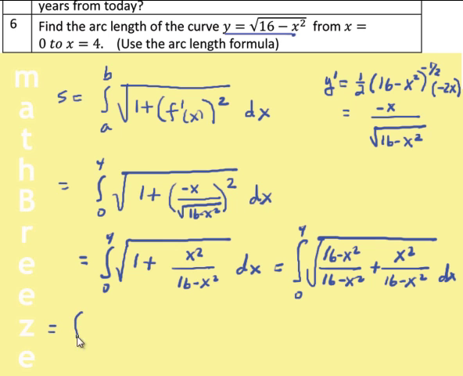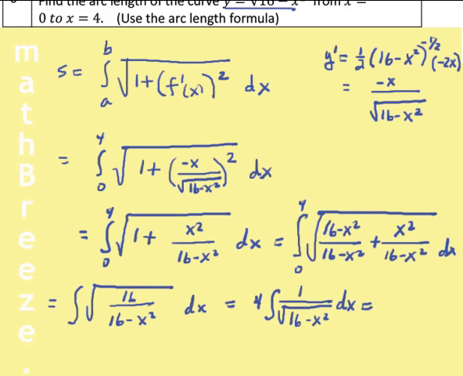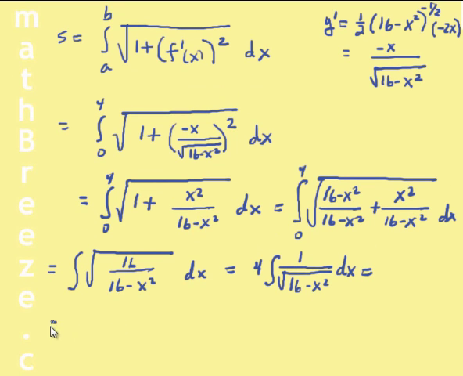Okay, let's just add those together. And under the square root, we have 16 in the numerator. So what's that equal to? Square root of 16 is 4. Let's bring the 4 out in front. And we see we're left with an arc sine derivative.